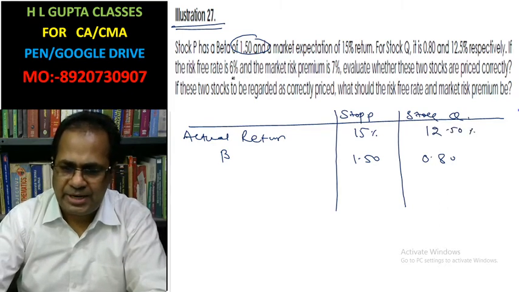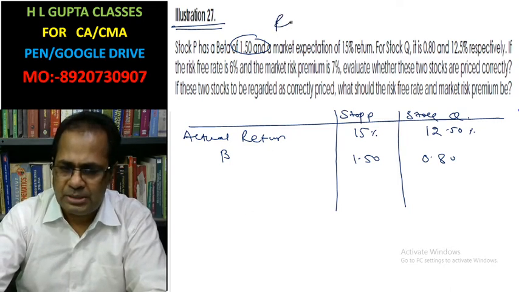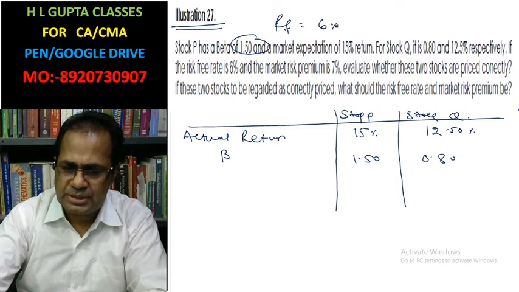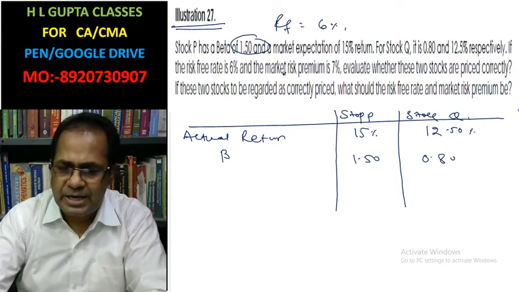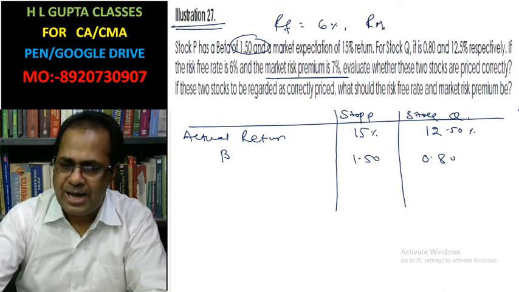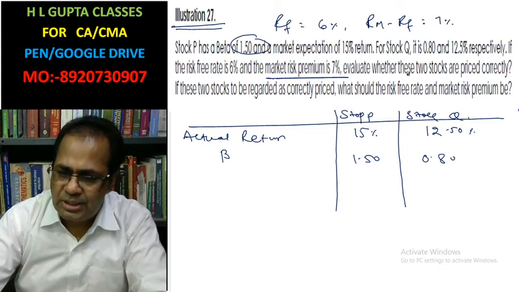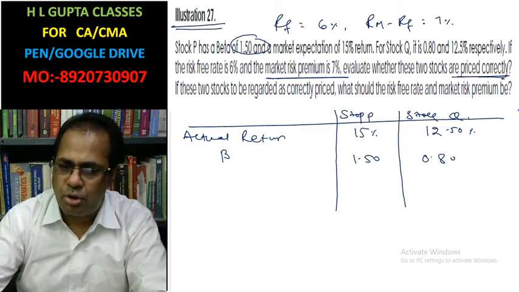The risk-free rate of return is given as 6%, and the market risk premium is 7%. Market risk premium means RM minus RF equals 7%. Evaluate whether these securities are correctly priced or not.